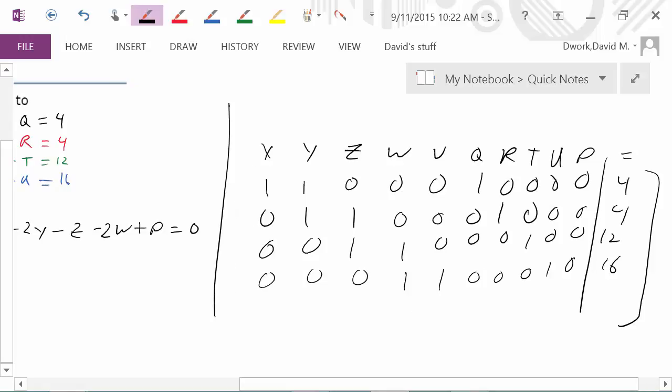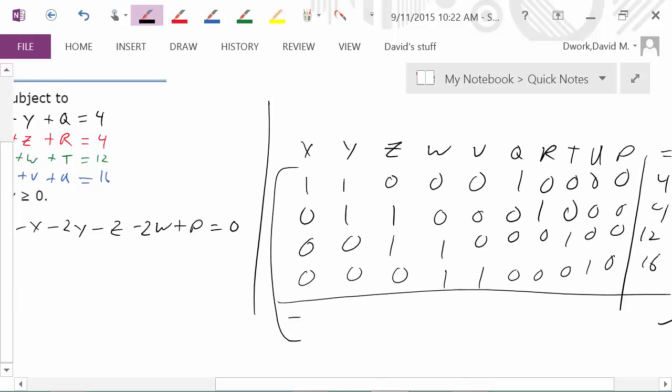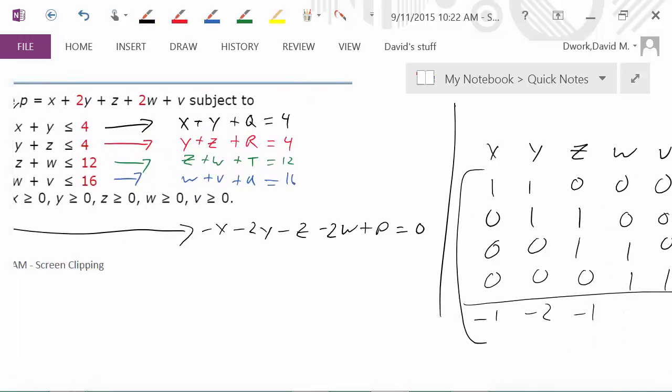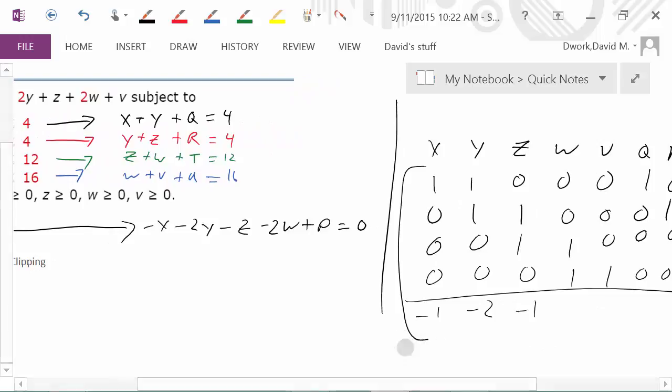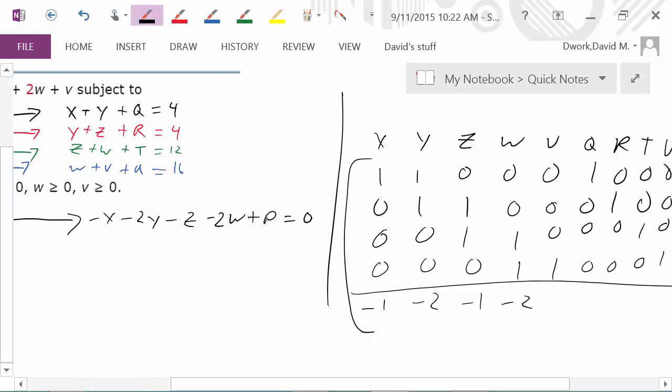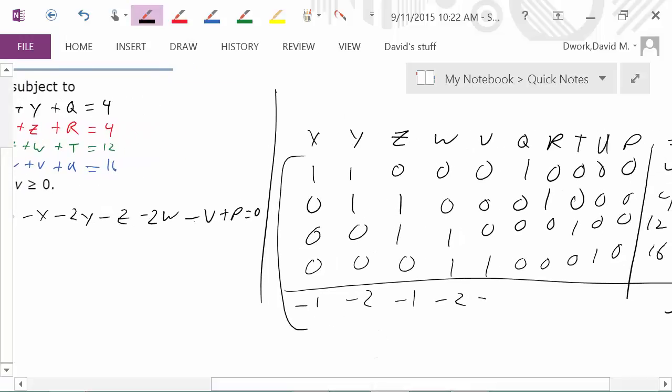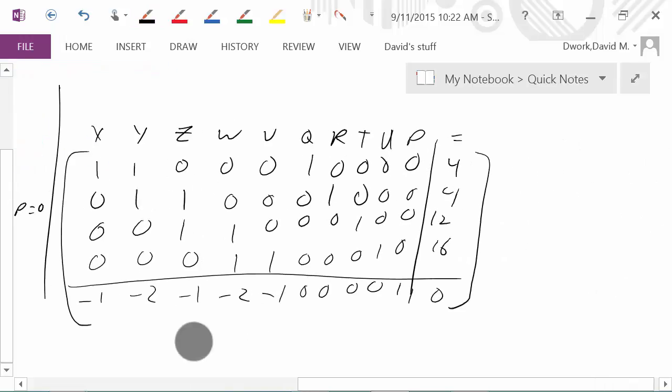And then for our objective equation, since that's all of our constraints, our objective would be -1, -2, -1. Let's see, there's no W's in that objective, right? There are W's. Oh, it's right there. Z, W, -2. I lost my V. That's what's missing there. So it should be minus V plus P equals 0. There we go. -1, 0, 0, 0, 0, 1, 0. Okay, great. We got it all set up.